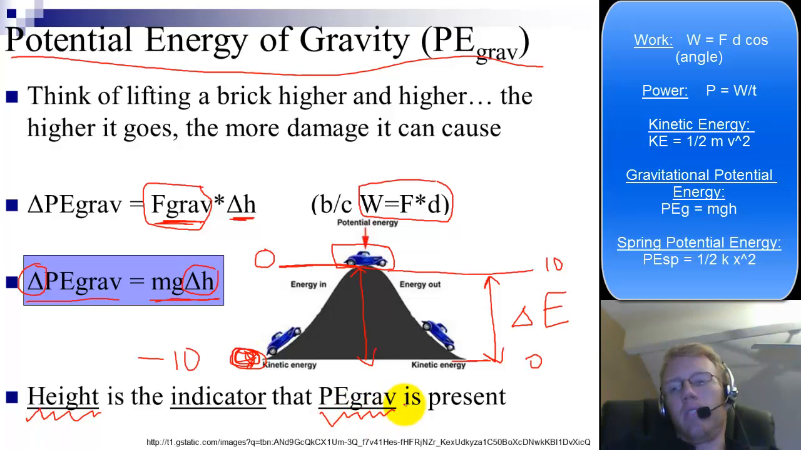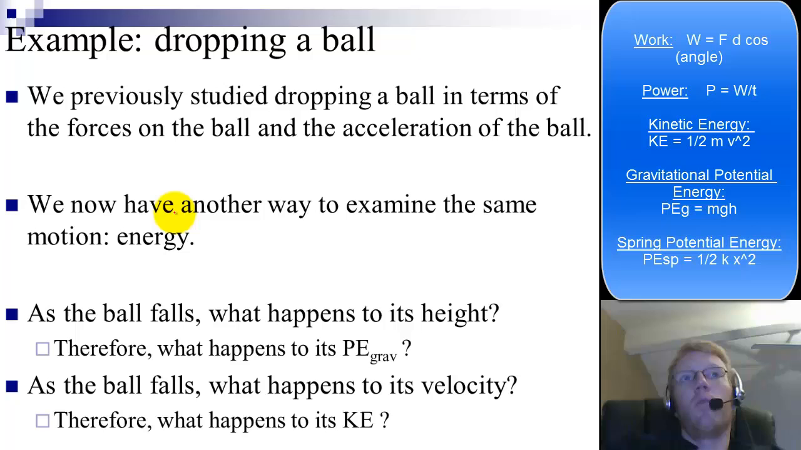Alright, next one. Here's a quick example, dropping a ball. We previously studied dropping a ball in terms of the forces on the ball, but now we can look at it in terms of kinetic energy and potential energy. As a ball falls, what happens to its height? Well, the height decreases. What happens to its potential energy of gravity? That's going to decrease because the height is decreasing.